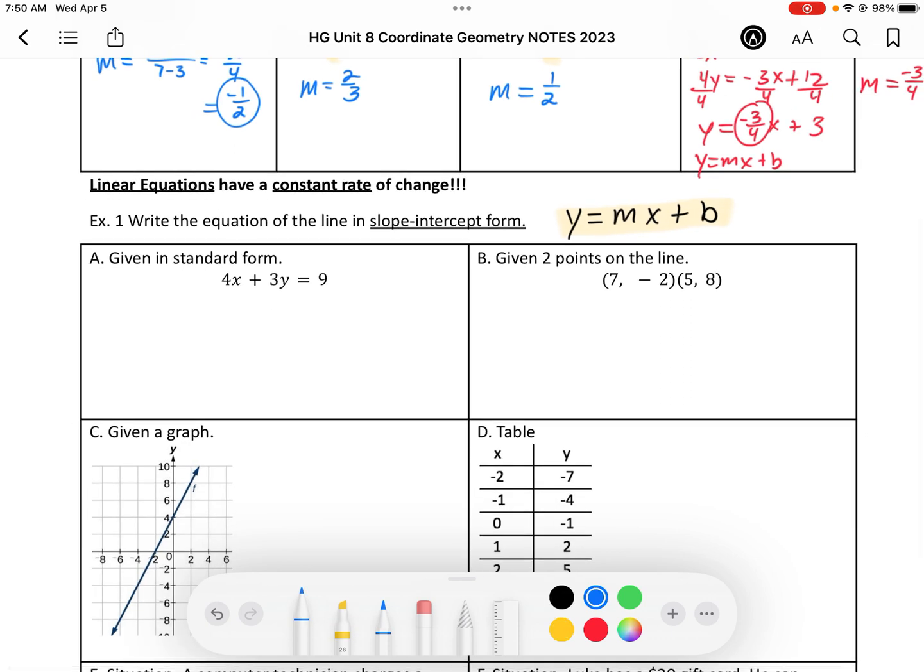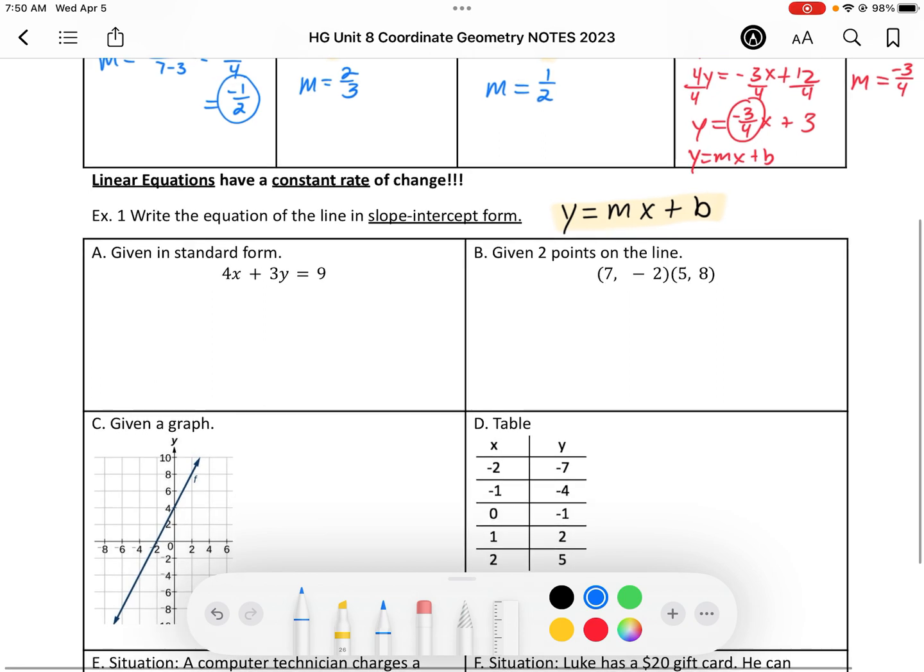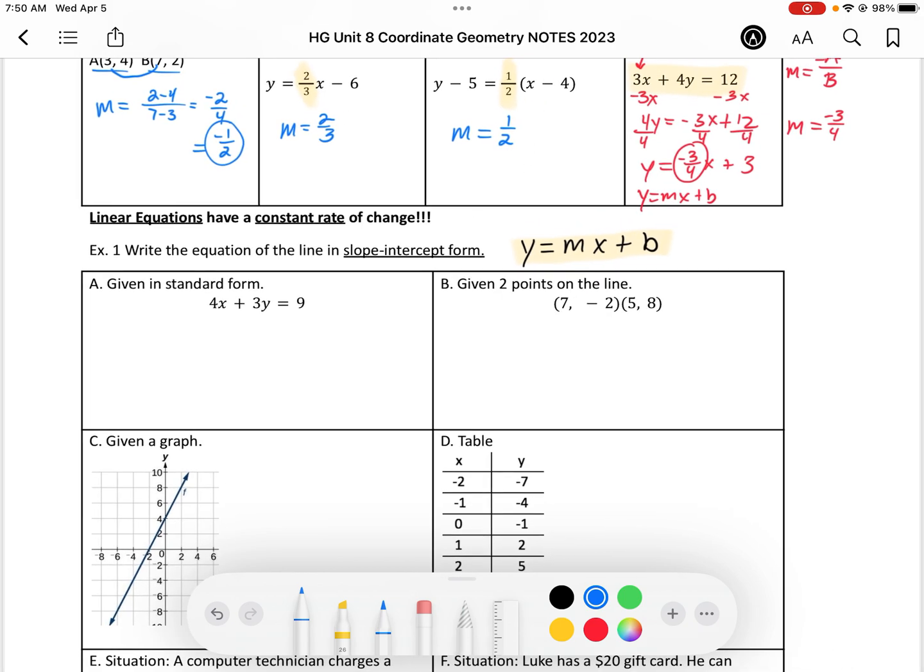So if we are given standard form, you can do that like we just did a second ago, or you can even take that shortcut. It's the opposite of a over b. If I do minus 4x, that gives me a -4. So 3y equals -4x plus 9. And divide by the 3, it goes over b. There's your slope.